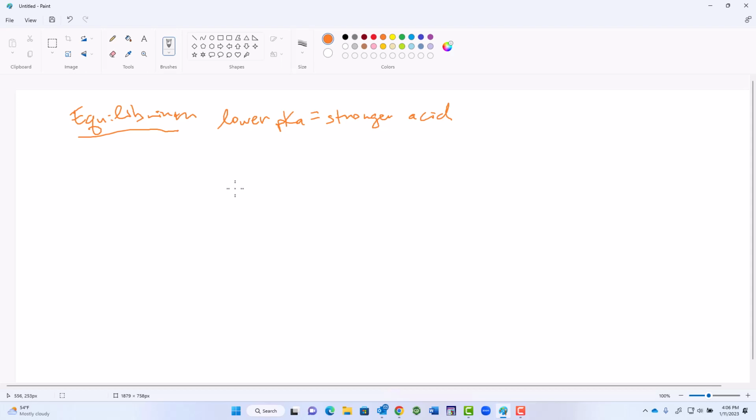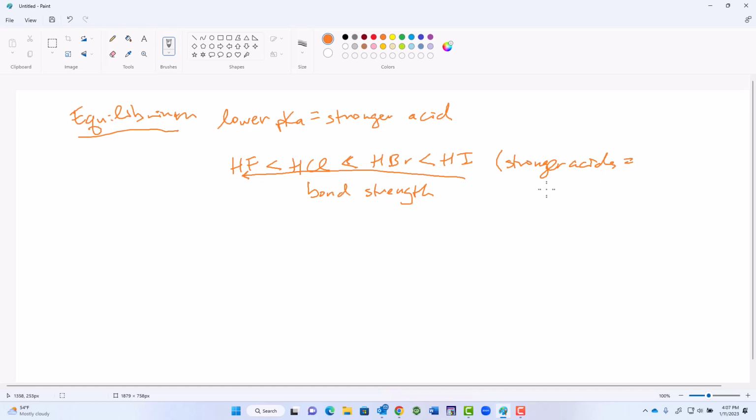There's two trends that we can look at in terms of acid strength. If we look at the halogen acids, so we have HF, HCl, HBr, and HI, we see that HF is less strong than HCl, which is less strong than HBr, which is less strong than HI. This is because the bond strength increases as we go up a group, from HI to HF. So what this means is stronger acids have weaker bonds, that is, between the labile proton and the atom it's attached to.